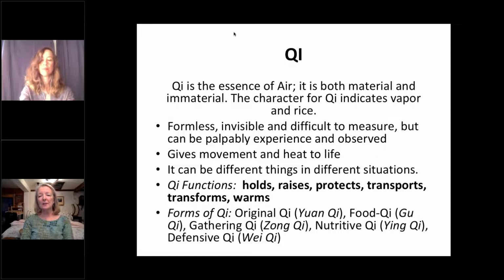Qi also transports, and transforms. So we're eating and drinking all the time. It needs to be transformed into usable blood and fluids and energy, right? So that happens in the body. Then it needs to be carried to different places, so the cells get the nutrients, they get nourished. Every part of the body gets what it needs. So qi is the transporting function of carrying everything around the body.